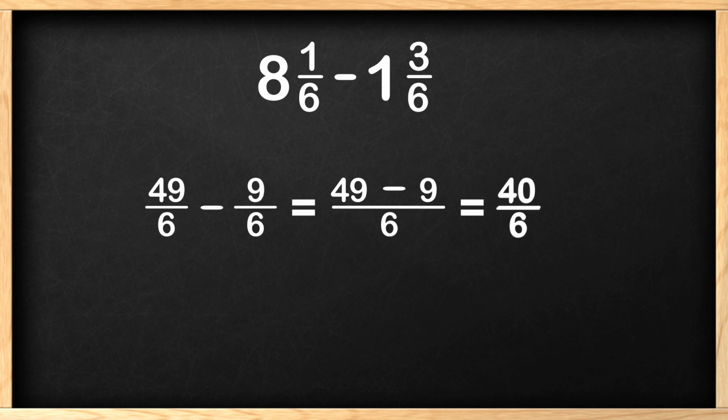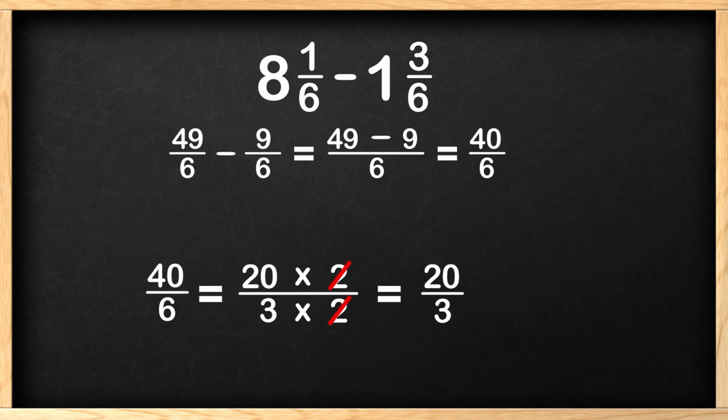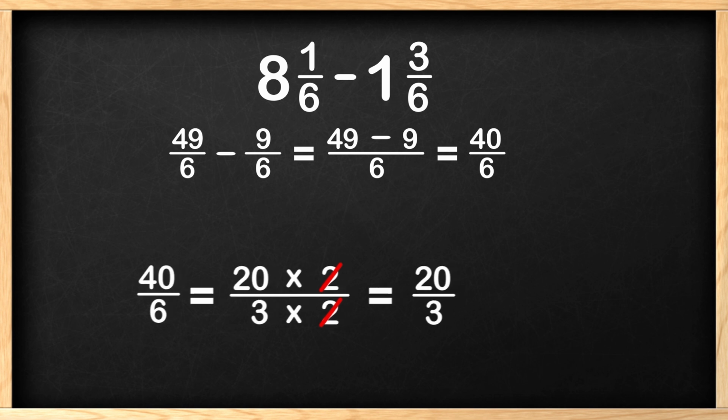40/6. Notice both the numerator and denominator are even numbers, so the fraction can be simplified. The greatest common factor of both numbers is 2, so we can simplify it this way. We will go over simplifying fractions in another video if you have forgotten how to do that, so look for that video if you need it.